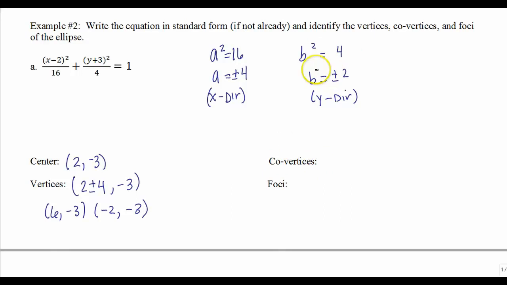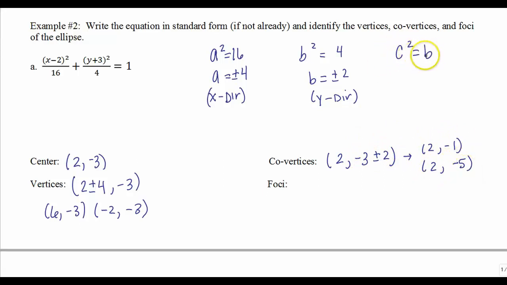Co-vertices: I'm going to go with b in the y direction because b is under y. So 2 is going to stay the same, and then I've got negative 3 plus or minus 2. So that's (2, -1), because negative 3 plus 2 is negative 1, and negative 3 minus 2 is negative 5. So they're my co-vertices.